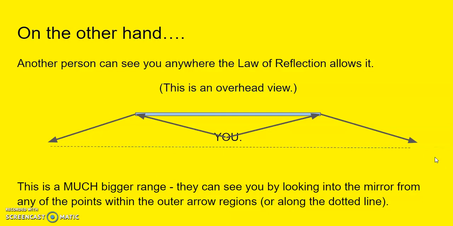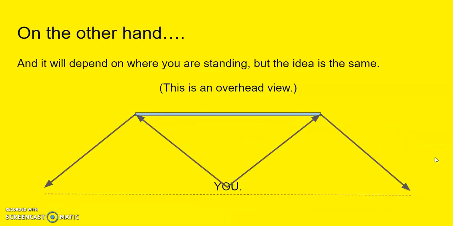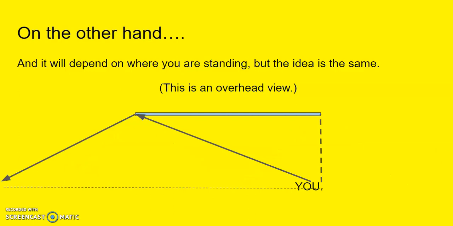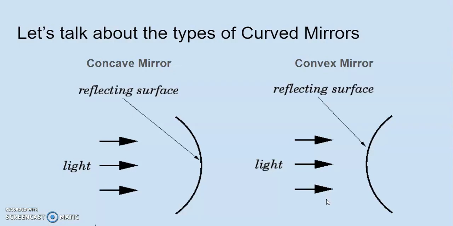So think of this as law of reflection in action. Again, it does depend on where you are standing, but the idea is exactly the same in this overhead view. And that's what I was saying earlier. If you're standing right over here, then they can see you like so. Pretty nifty, huh?